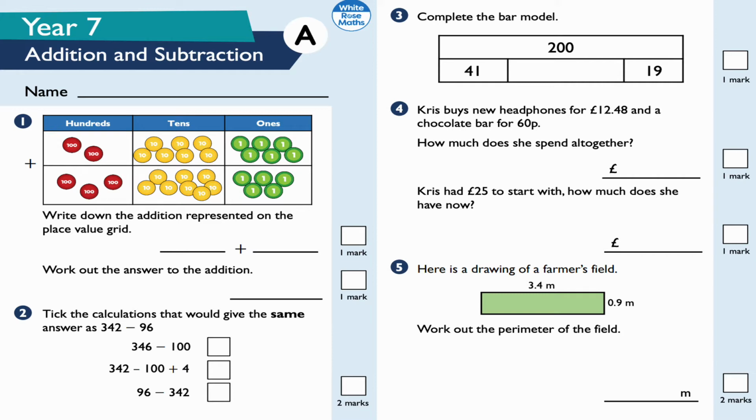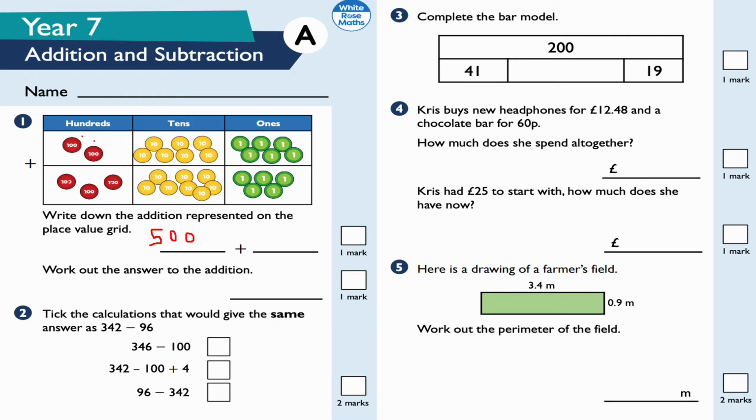Okay, I've got the hundreds, tens and ones. Write down the addition represented on the place value grid. Okay, so I've got 100 there, and then I've got 200 there. Okay, so it's going to be 500 for that.